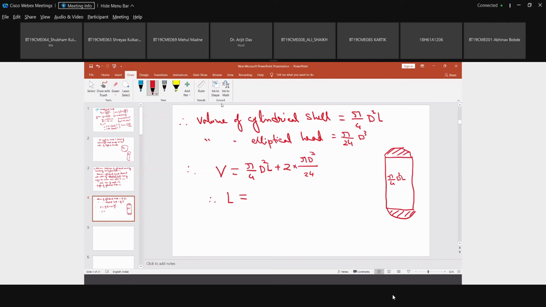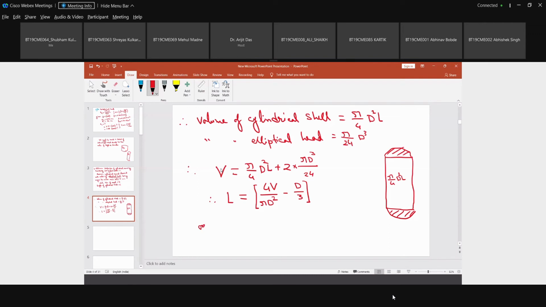Tell me, what is L? Sir, 12V minus pi d cube upon 3. Okay, fine, I understand. So it is nothing but 4V by pi d square minus d by 3, is it? Yes, sir.